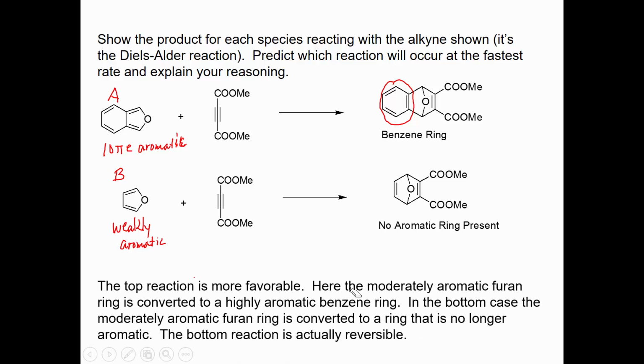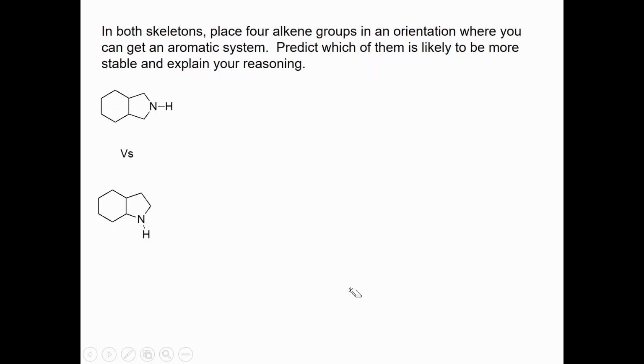Okay, so the top reaction is more favorable. The moderately aromatic furan is converted to the highly aromatic benzene, and in the bottom case, the moderately aromatic furan is converted to a ring that has no aromatic character whatsoever. And the bottom reaction, interestingly, is actually a reversible reaction.